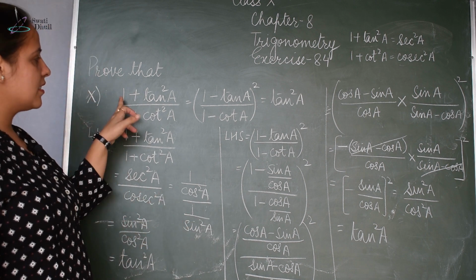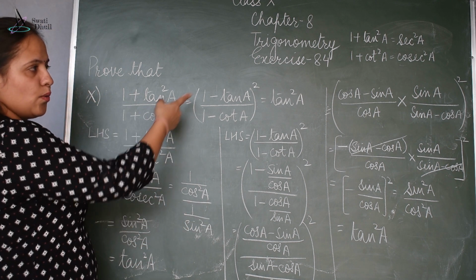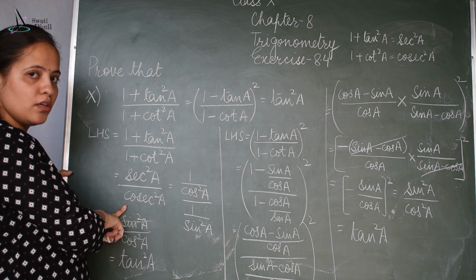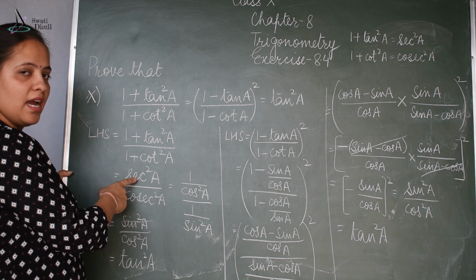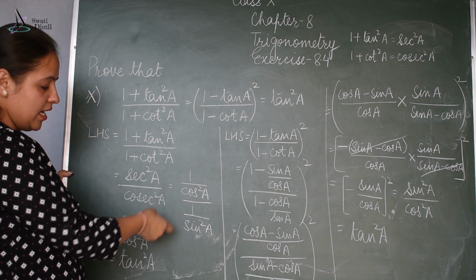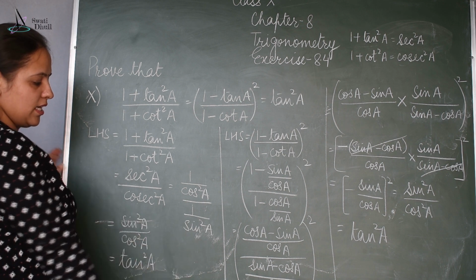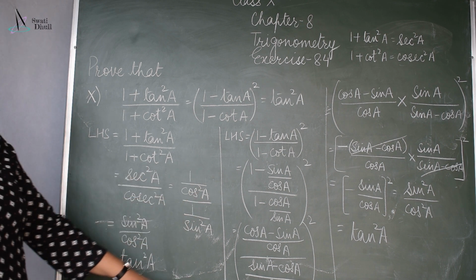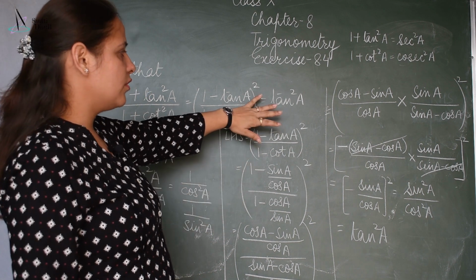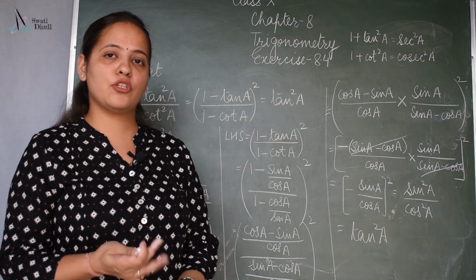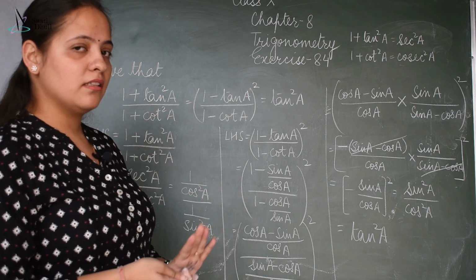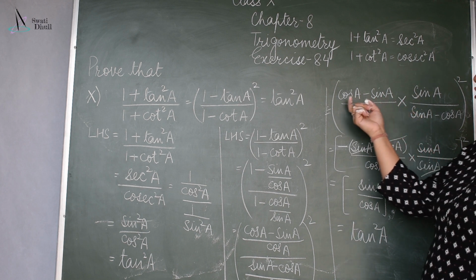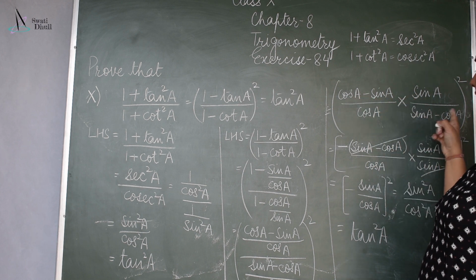So what I will do is, I will take 1 plus tan square A as the identity, that is secant square A, upon 1 plus cot square A, which is cosecant square A. So secant square A I can convert into 1 upon cos square A. Similarly cosecant square A is 1 upon sin square A. So this will go in the numerator, and upon cos square A, tan square A. Here I have to convert tan and cot functions in terms of sine and cos. Then I have to take the LCM, and after simplifying it, what I am getting here is cos A minus sine A, and here sine A minus cos A.